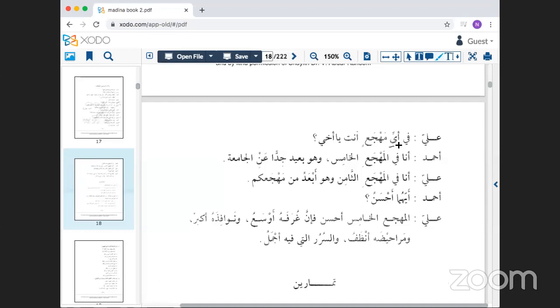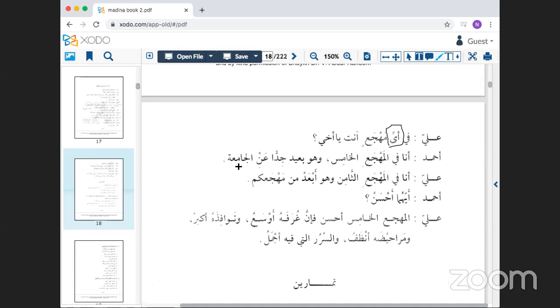I think we had this word ayyu in book one. It's mudaf, and it means which? Hostel, could be hostel, akramna, ahsant. But basically, yeah, go ahead. Ana fil muhja'il khamisi, wa huwa ba'idun jiddan anil madrasati. Anil jami'ati, do you have a madrasati? I got madrasati here.